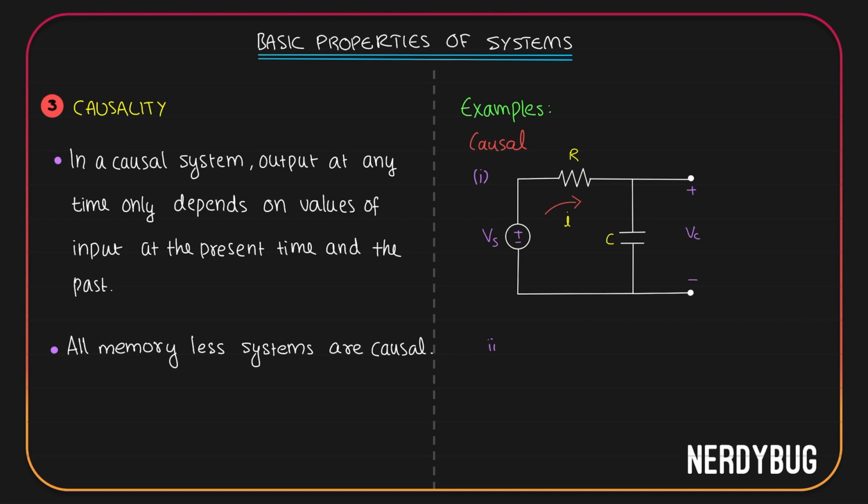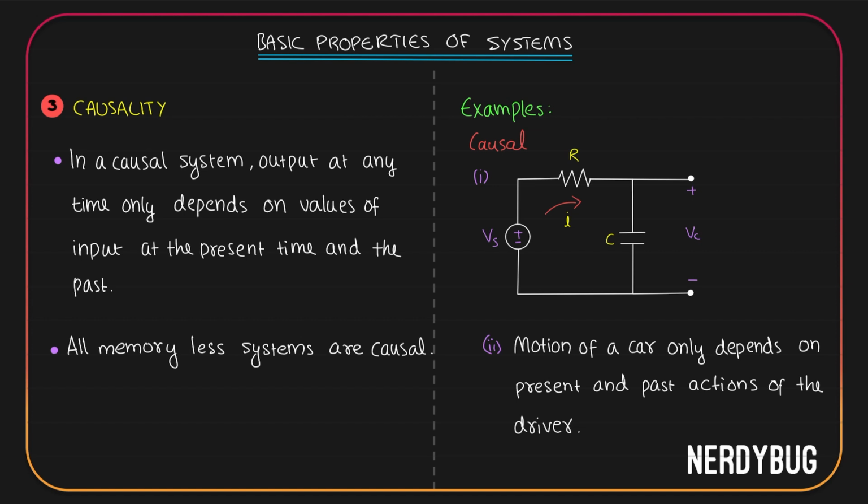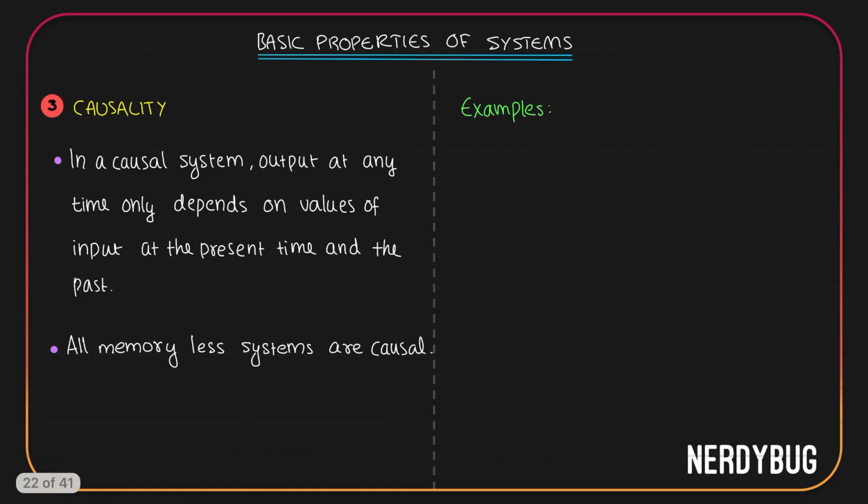The second example is the motion of a car. Very evidently, the motion of a car will only depend on the present and past actions of the driver. It cannot move according to the future actions of the driver, so it is also an example for a causal system. Let's also see examples for non causal systems.